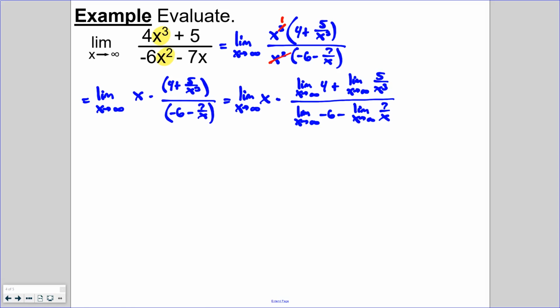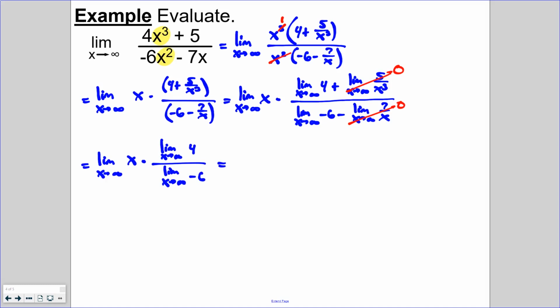All right, we have a limit of a number over an x, so that will be 0. We have a second one, so that'll be 0. And this is going to leave us with the limit as x approaches infinity of x times the limit as x approaches infinity of 4 over the limit as x approaches infinity of negative 6. Now we can go ahead and evaluate these.